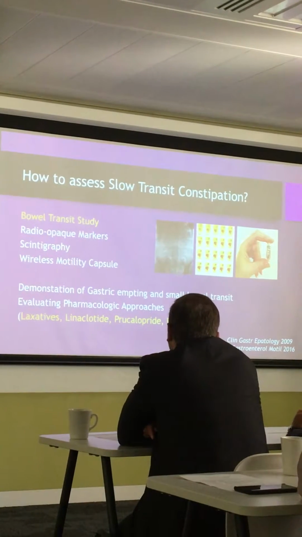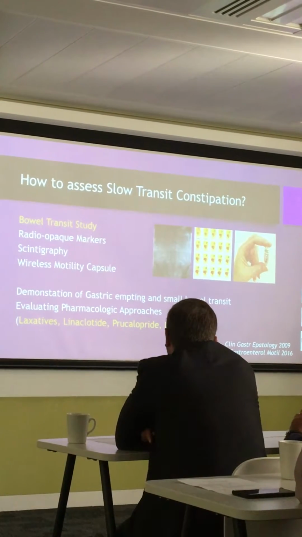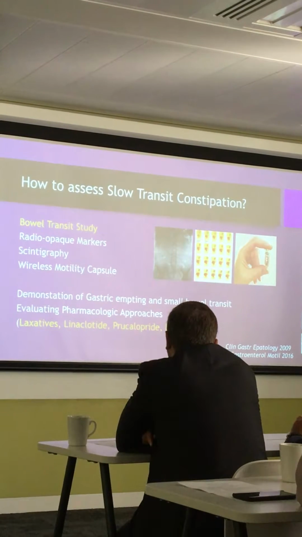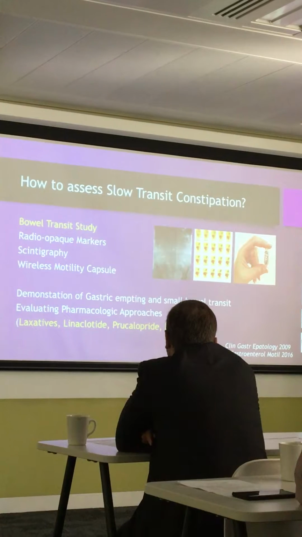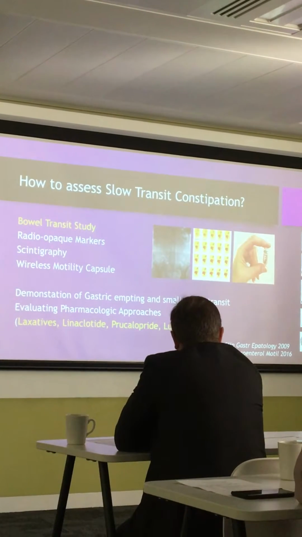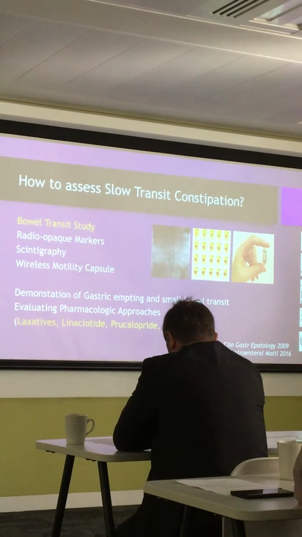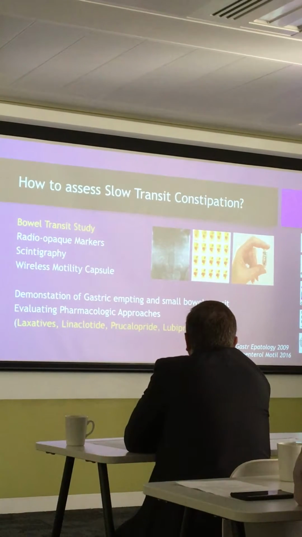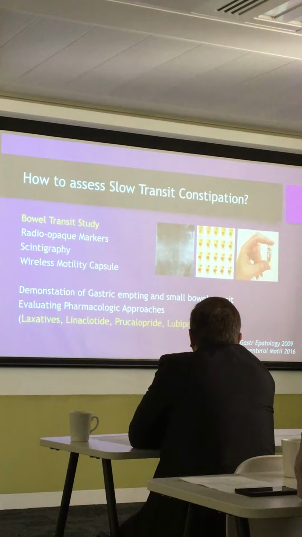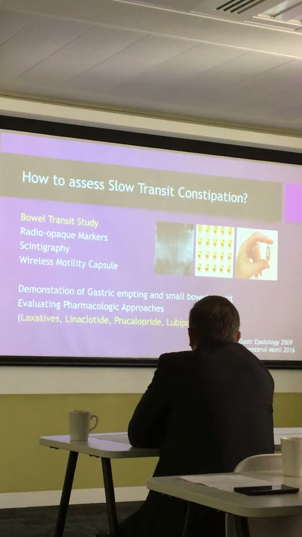How do we assess slow transit constipation? There are three ways, and they are all depicted here: the radiopaque markers, the scintigraphy, and the wireless motility capture. Definitely the radiopaque markers are the cheapest and easiest to achieve, and to find radiologists doing this test.